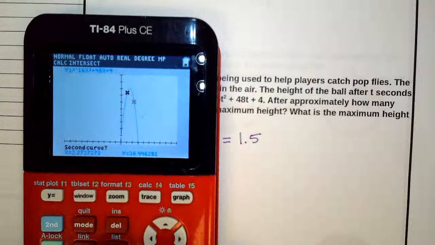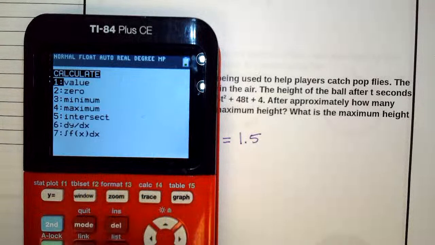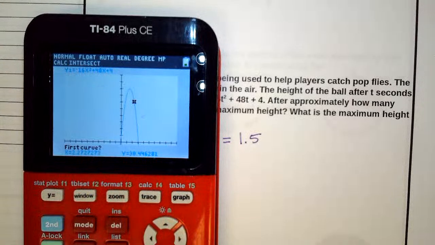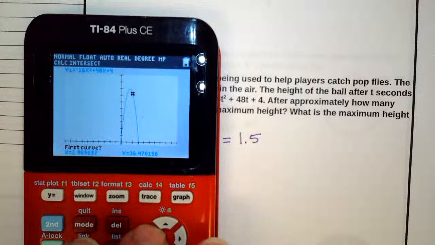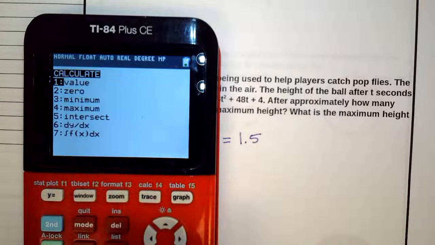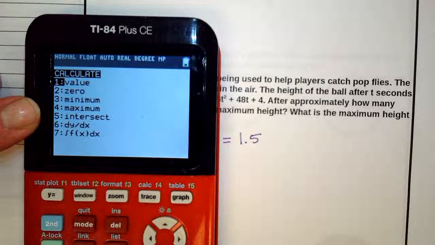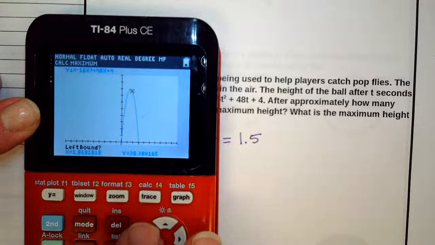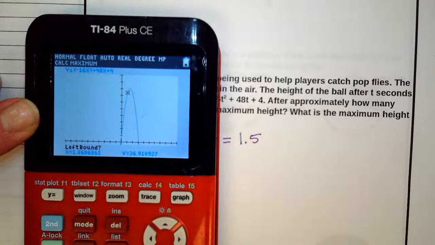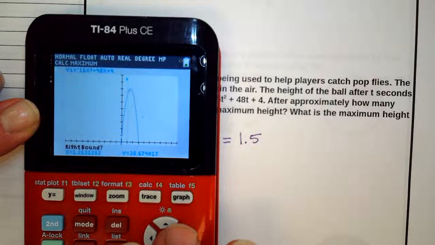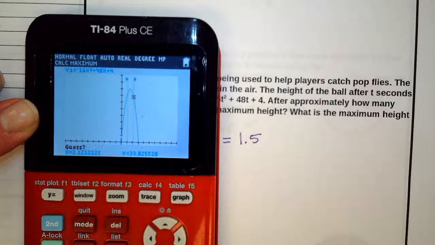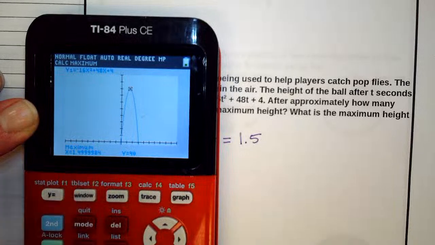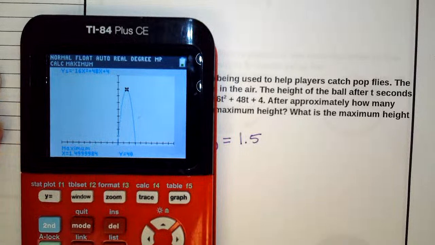It is not working, so I'm going to start back over. Second, trace, 5. Oops. It should be 4. 4 is my maximum. So go over here, left bound, left side, enter. Right bound, right side, enter. Got a guess. I don't care about that guess. Enter again. I've got the point 1.499, 1.5, 40. How high does it go? Well, now we know it's 40.